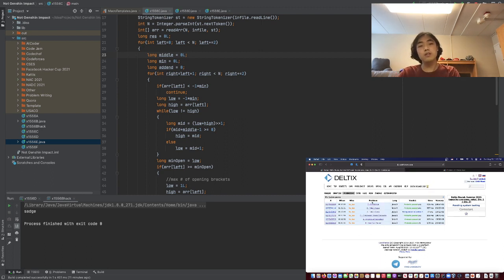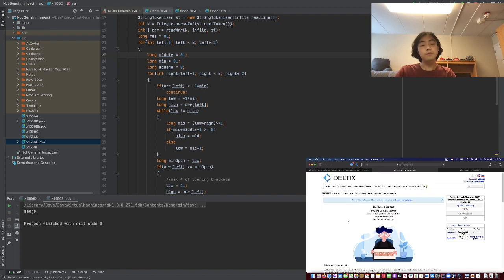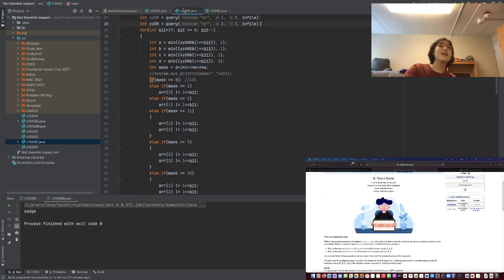I want to go to D and then E, and then we'll be done. All right, problem D. This one was the hardest problem for me. I'd say it's definitely harder than C. I would say it's maybe even harder than E, or maybe about the same difficulty. I don't know.